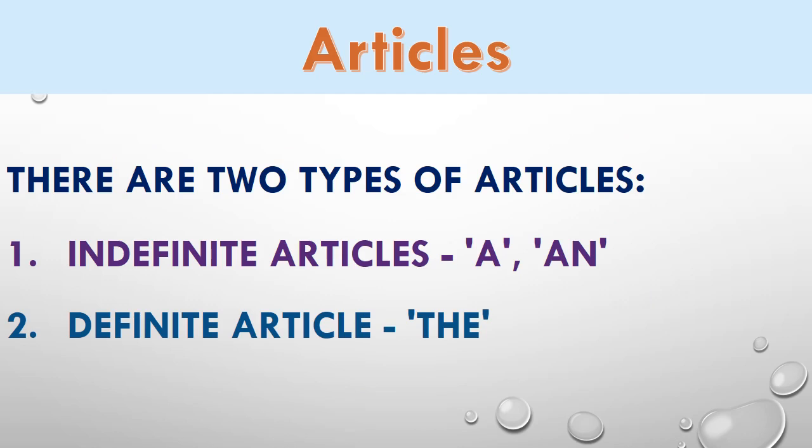Articles. What are the articles? Students, articles further have two types, indefinite articles and definite article. In indefinite articles, we take a and an. A is used before all the singular things and consonant sounds. That means if a word is starting with a consonant sound and it is singular, then we will use a. And an is used before the vowel sound. Next is the definite article, and the definite article is used with all the specific things.